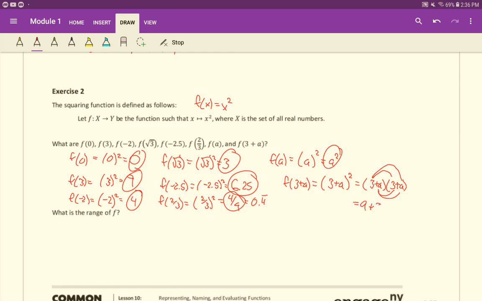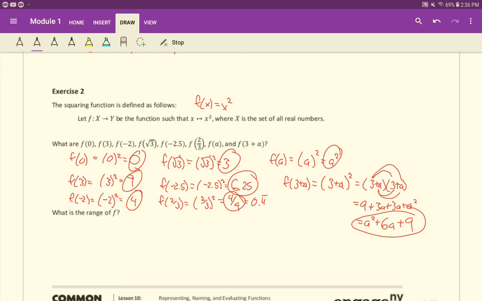9 plus 3a plus 3a plus a squared. Or in other words, a squared plus 6a plus 9 when you simplify, right? Because those 3a's are like terms. So this is also a good answer too. And it's important that you can do this as well for future lessons when we multiply that stuff out.